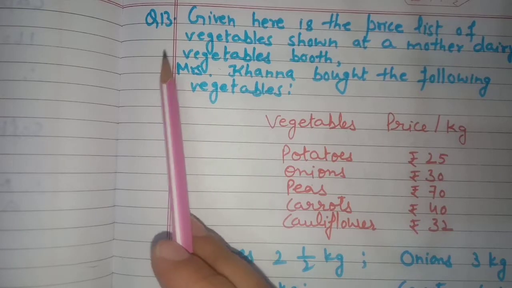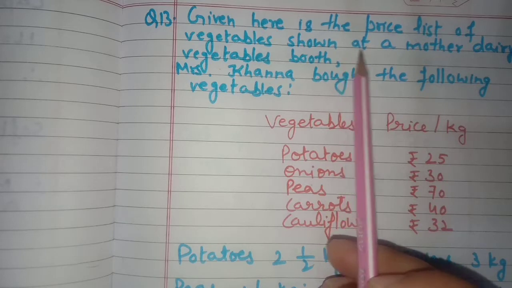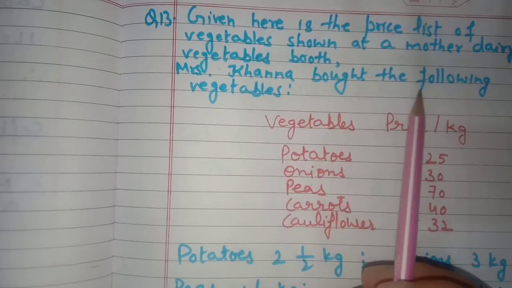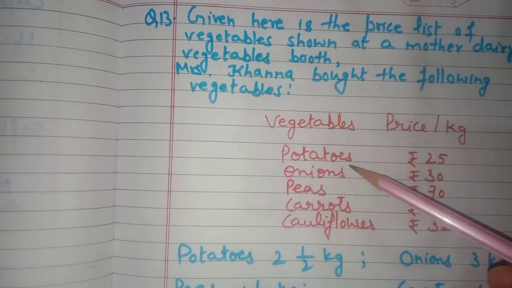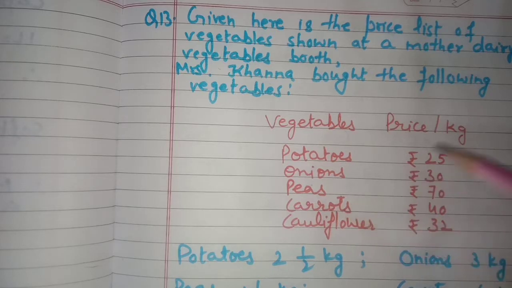This is question number 13. Given here is the price list of vegetables shown at a Mother Dairy vegetable booth. Mrs. Khanna bought the following vegetables. Now these are the vegetables that Mrs. Khanna bought from the vegetable booth, and this is the price of the vegetables according to per kg.